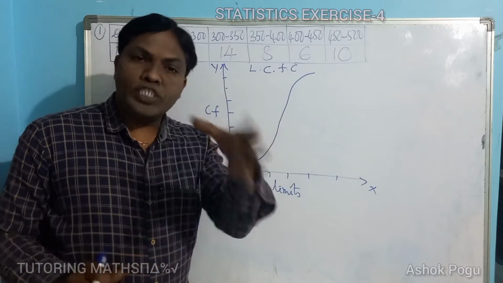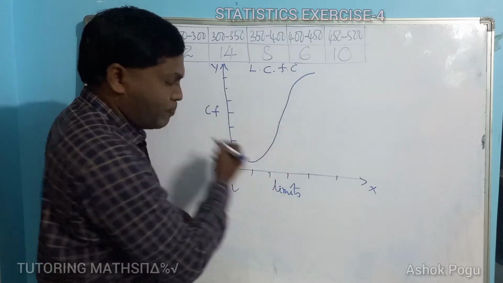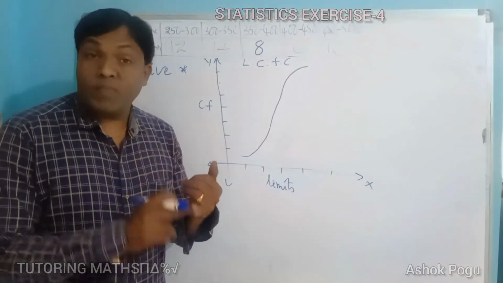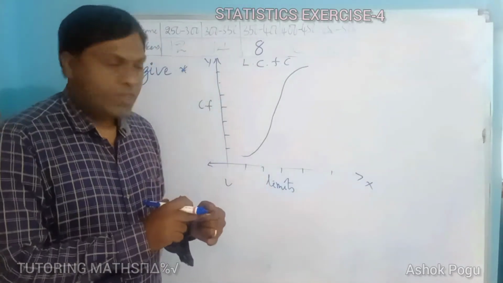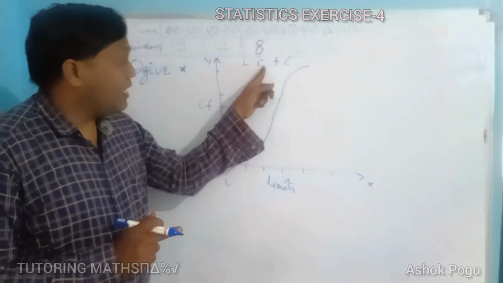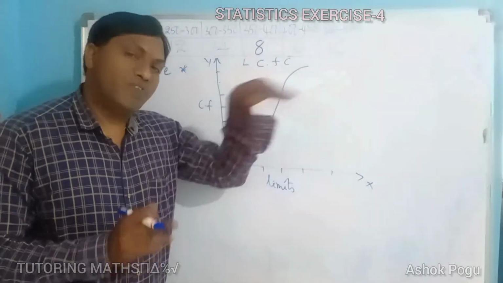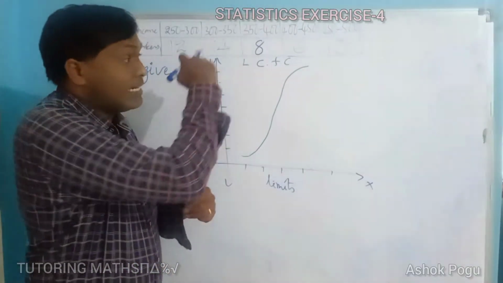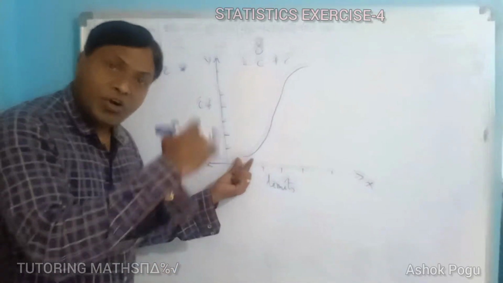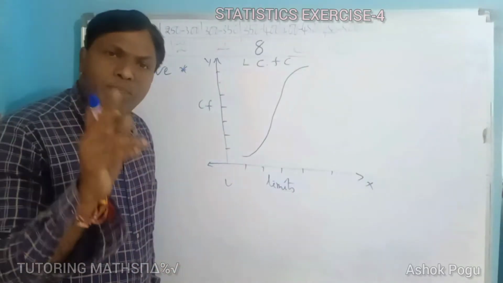This is called the ogive curve. Always the shape of the ogive curve will be an S shape, in the shape of the letter S. This ogive curve is the less than cumulative frequency curve, and we also get the greater than cumulative frequency curve. Less than means ascending order, small to big. Once observe here the shape of the ogive curve.